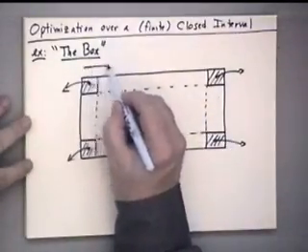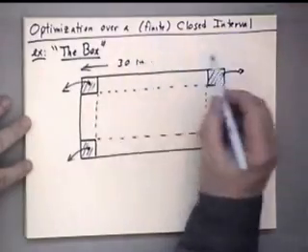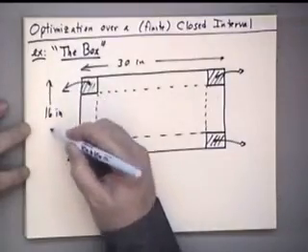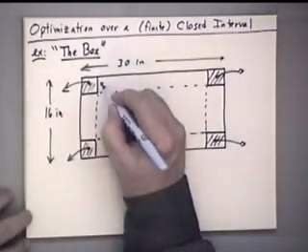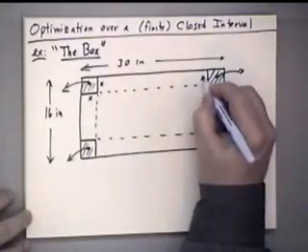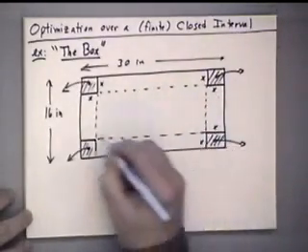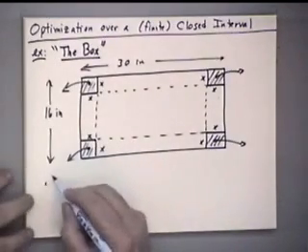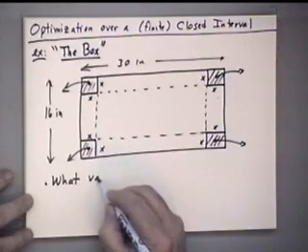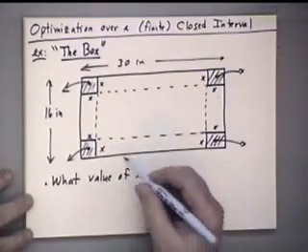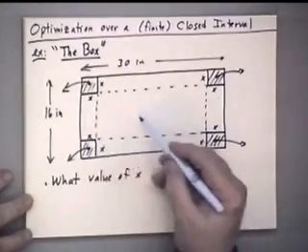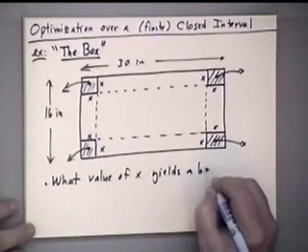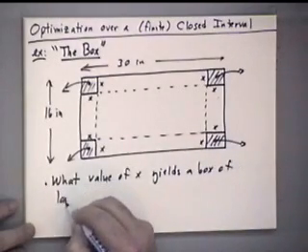Now let's give some dimensions to this. Let's make this sheet 30 inches in this long direction. And let's make it 16 inches in this direction. And the squares that we have removed from each one of the corners are exactly the same, so they all have dimensions x by x. Okay, so that's what we want to do. And then the question we want to ask here is, what value of x, because x can have various values, it can be a very small square or a very large square, what value of x yields a box of largest volume?